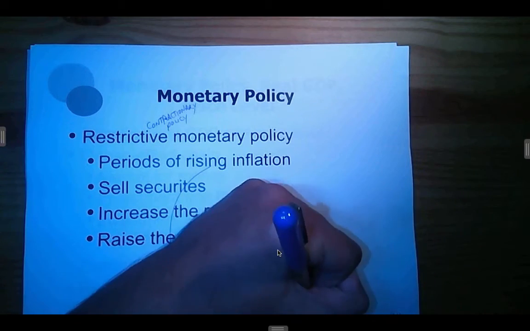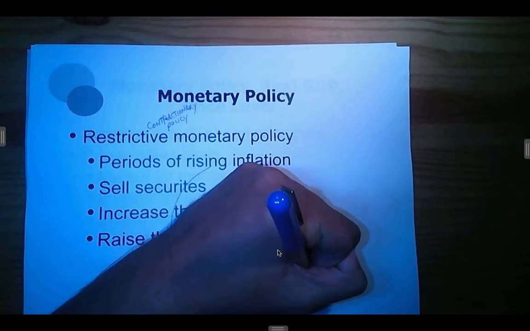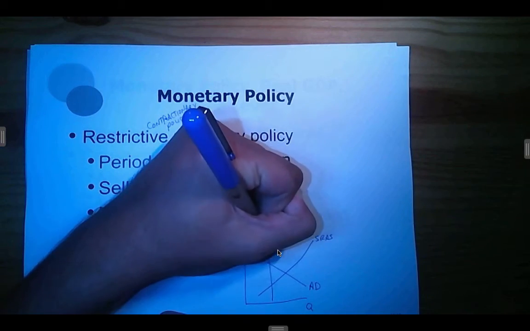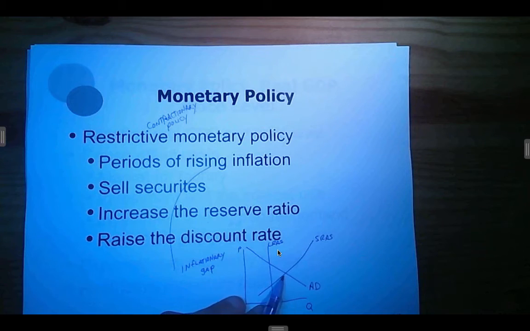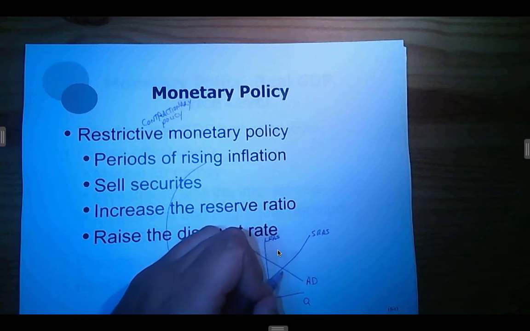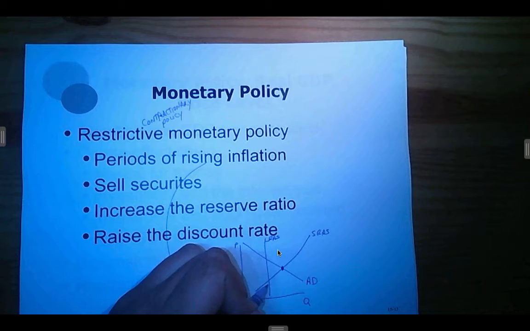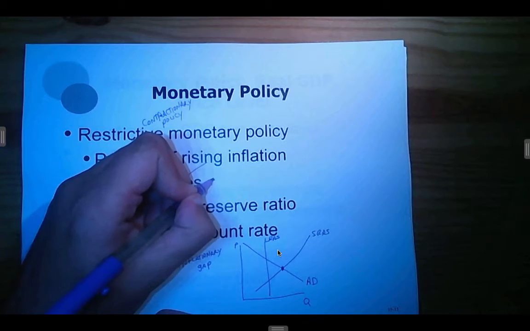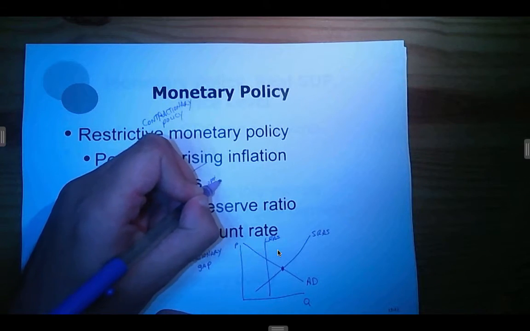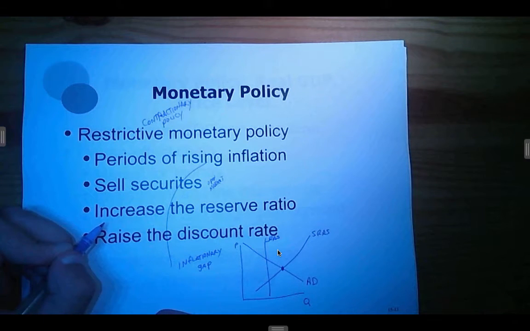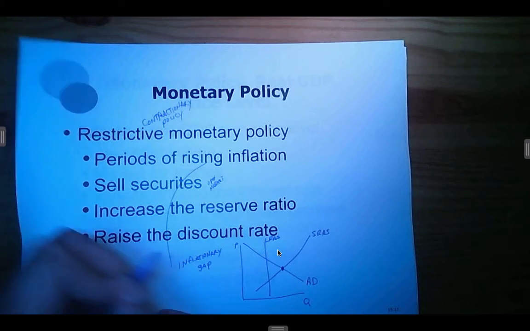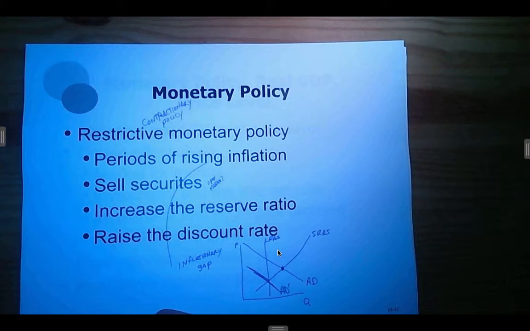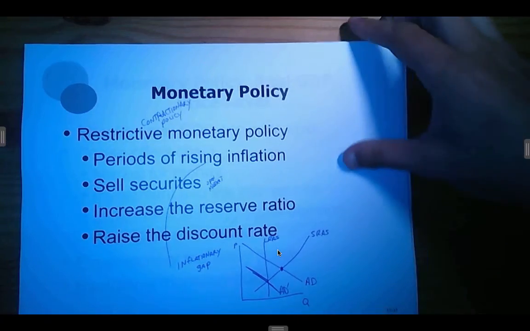And the way that that looks is that my short run equilibrium is to the right of where it should be in the long run. So then I'll either sell securities, that's again my open market operation, I'll increase the reserve ratio, increase the discount rate, all in an effort to lower my aggregate demand and fix the economy.